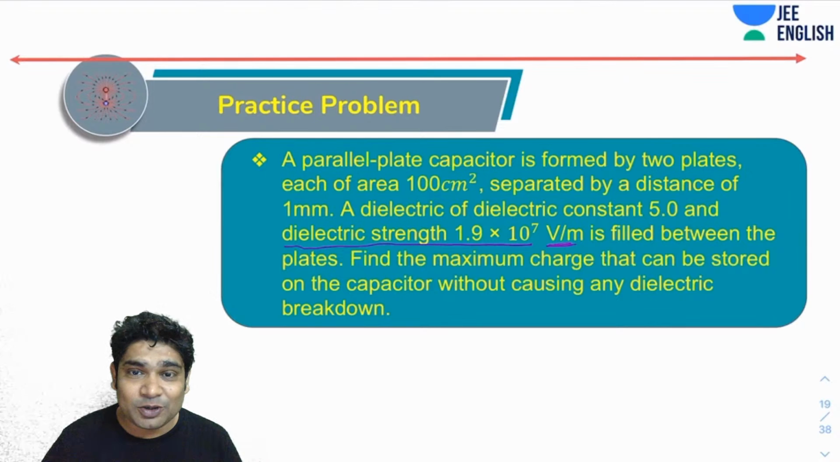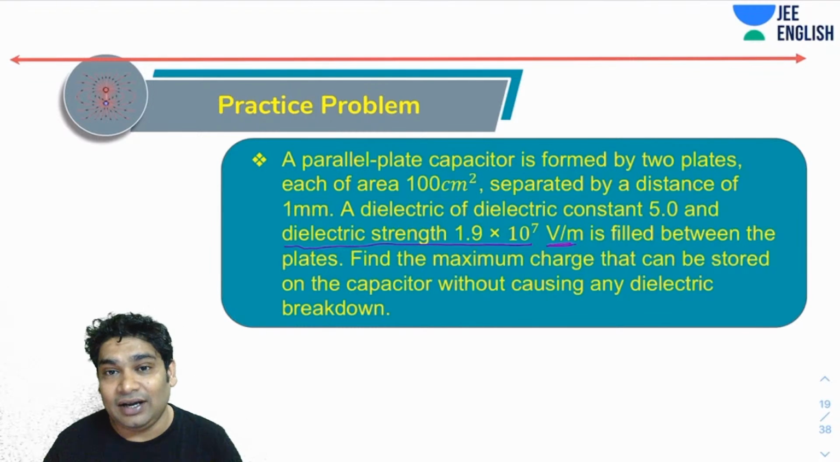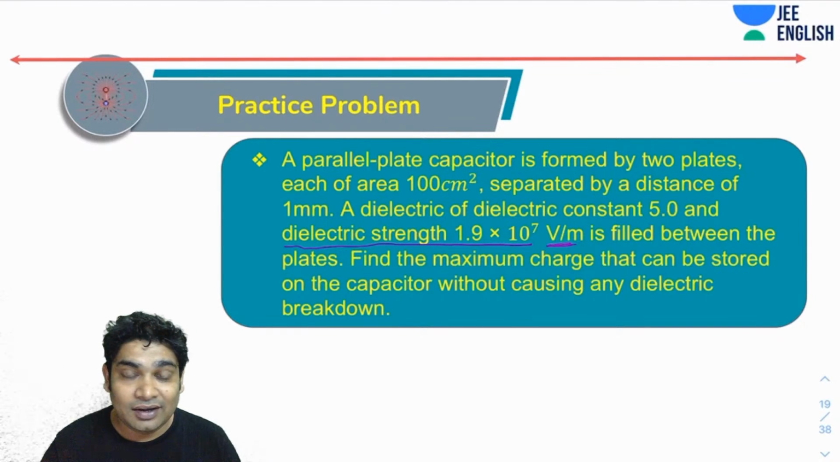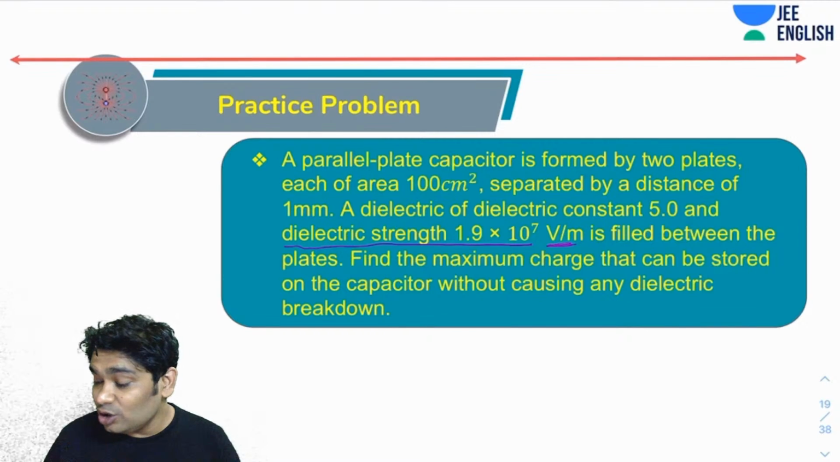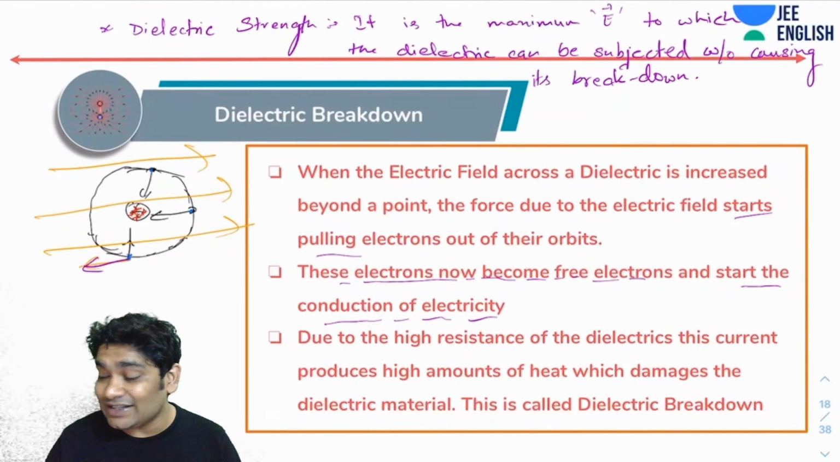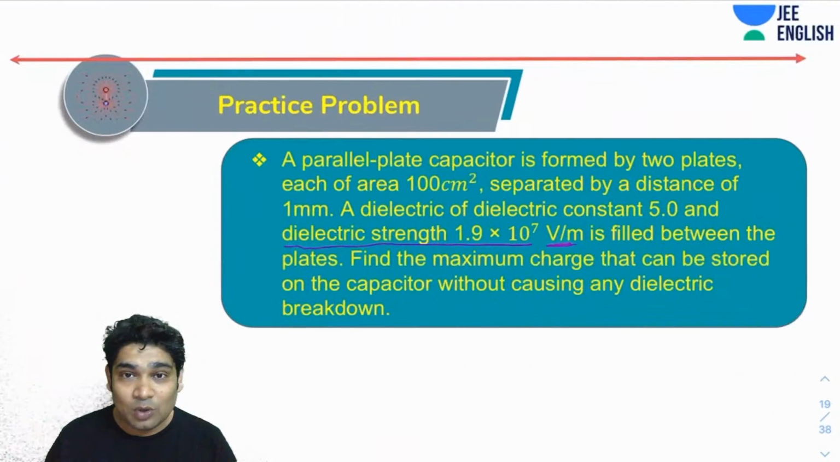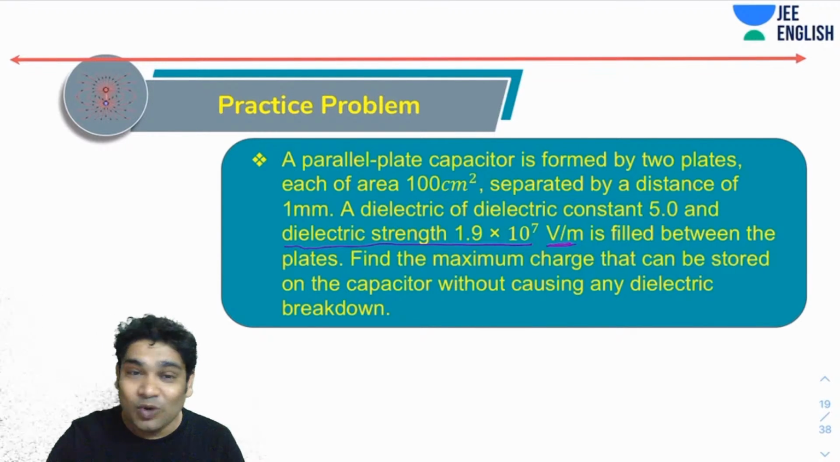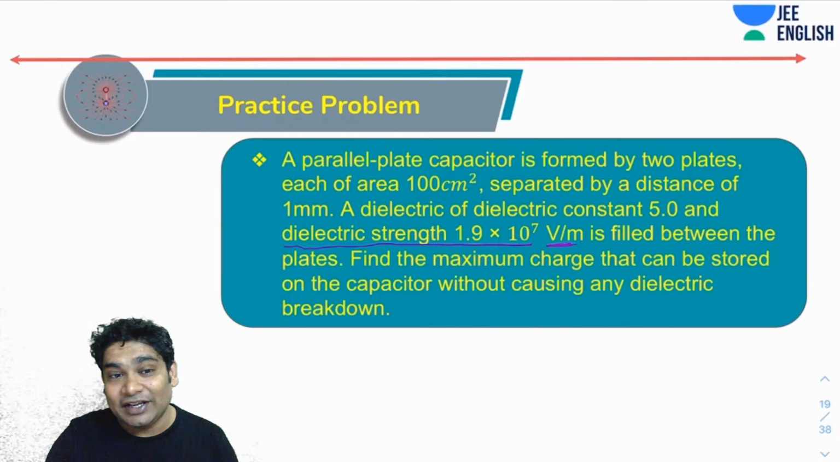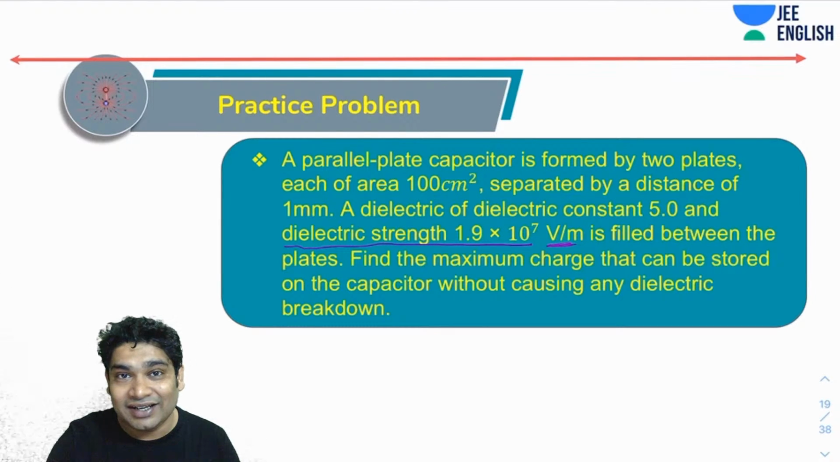This should be easy. You know the field that a capacitor would create. This is, by the way, the external field. This is supposed to be the external field, the maximum external field in which you can put a dielectric without causing its breakdown. So try and solve this. What do you think would be the maximum charge that you can give to this capacitor without damaging the dielectric?